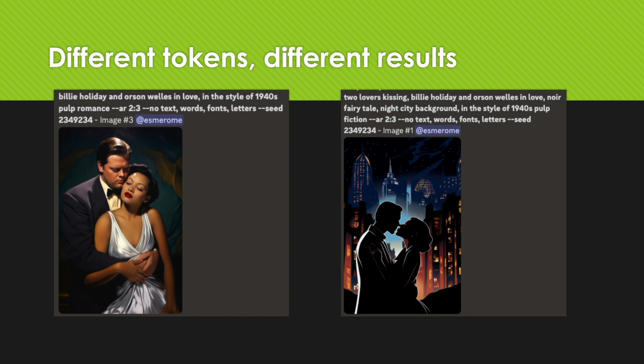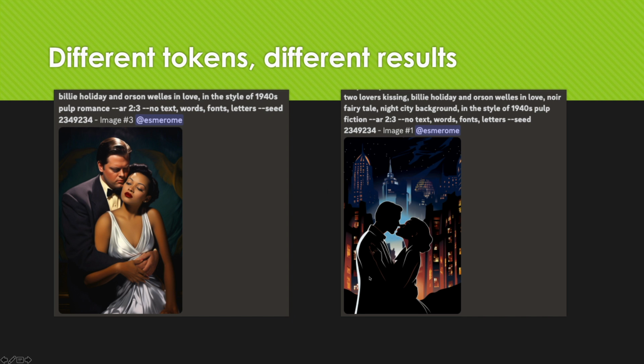So here on the left, we have Billie Holiday and Orson Welles in love in the style of 1940s pulp romance. So even though she's darker skinned than him, and also obviously 1940s romance would not have a white man with a black woman, we still have a pretty good draft of this, and we can use Photoshop to edit out any of the problems with their hands or things like that. And it is in a fairly 1940s pulp style. Now, fun fact, these two actually were an item for a while. I don't know if they were in love, but they definitely were involved. So this is based on real life.